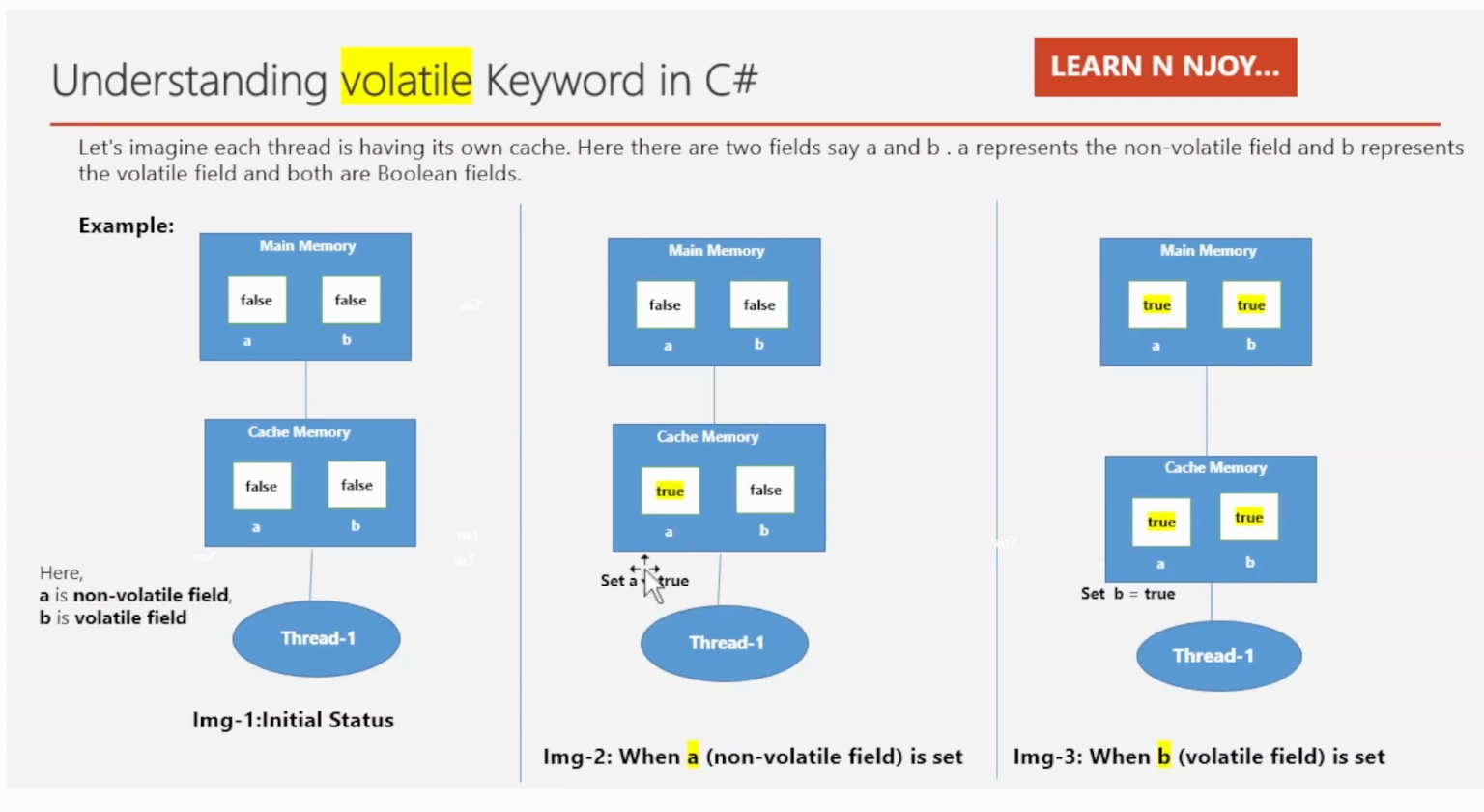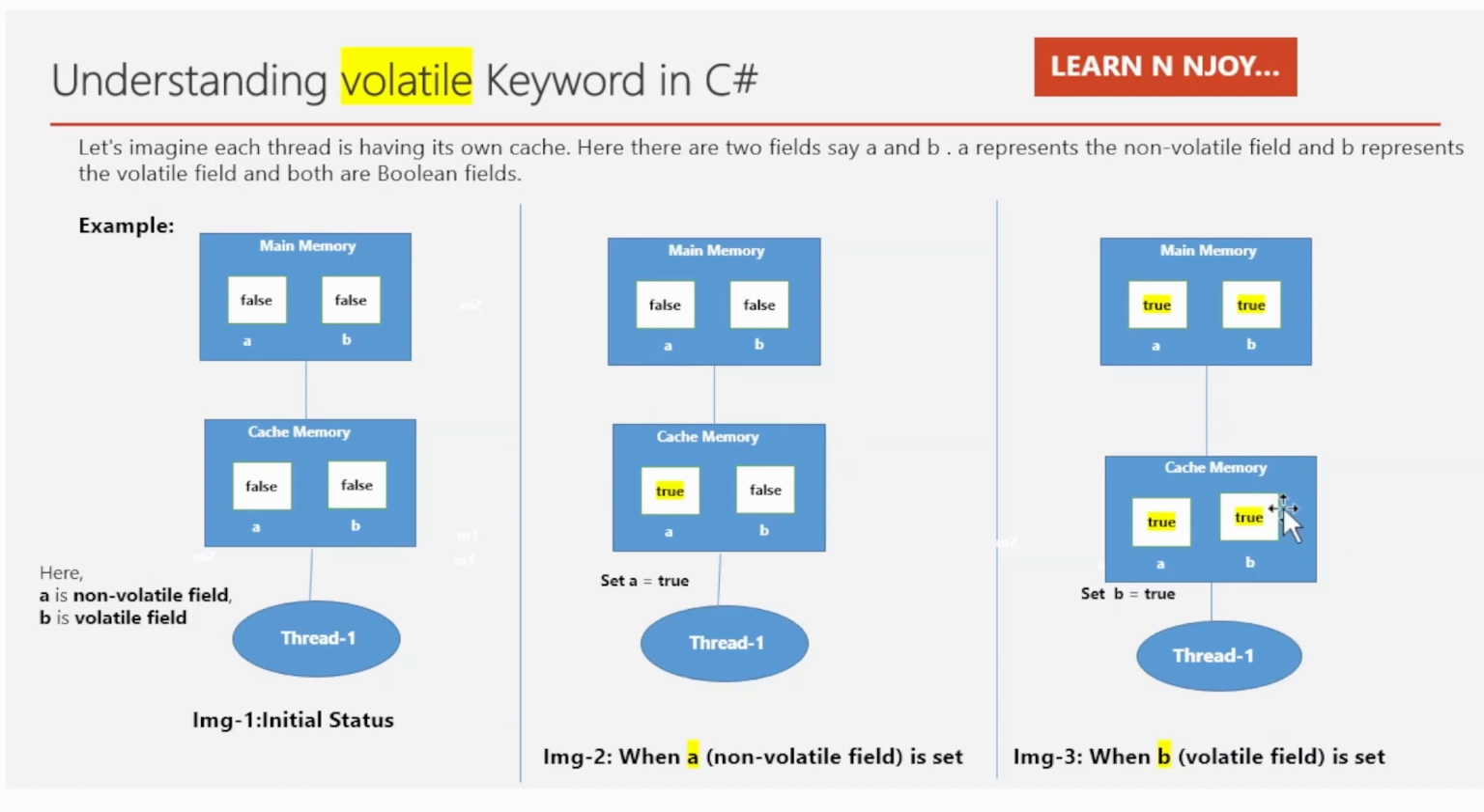Now consider image number 2, which is placed in the middle. When we set the non-volatile variable a equal to true by thread 1, that is the worker thread, it just changes the value in the cache memory. That's what you are able to see. A becomes true, and there is no change in the main memory, which still has the previous value false for A.